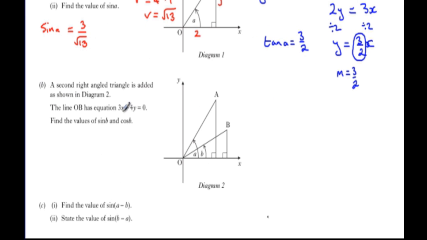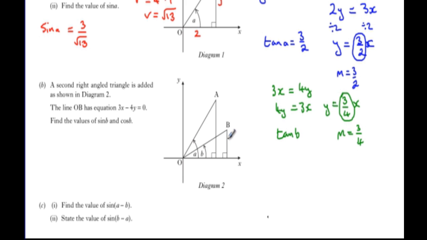For part B, the first thing we could do is rearrange this and work out what the tan of B is, because the tan of B is also given by the gradient of this line. So 3x minus 4y equals 0 means that 3x equals 4y. 4y equals 3x, so that y is equal to, divide each side by 4, 3 quarters x. Y equals 3 quarters x, so the gradient of the line OB is 3 quarters, and that is also the tan of the angle B.